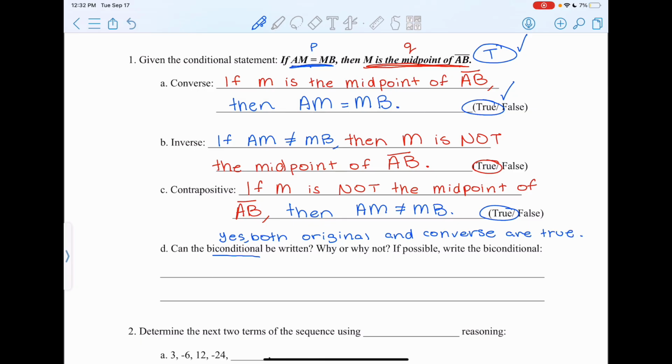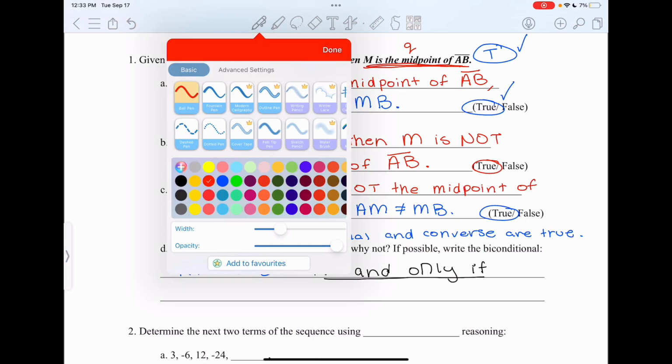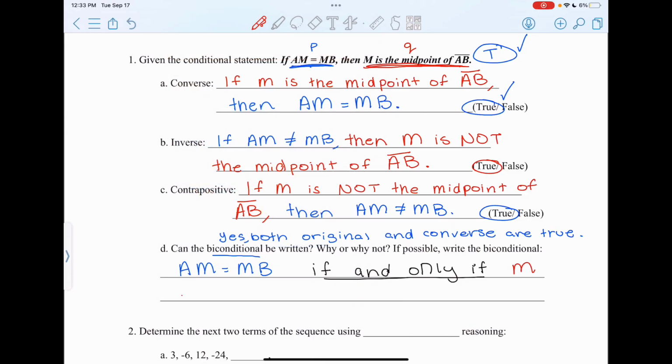And in order to write the biconditional, we use the fancy words if and only if in the middle of P and Q. So I'm going to say AM equals MB if and only if M is the midpoint of AB. So I drop the if and the then, and I put if and only if in the middle of P and Q. And this can only be written if the original and the converse are true.